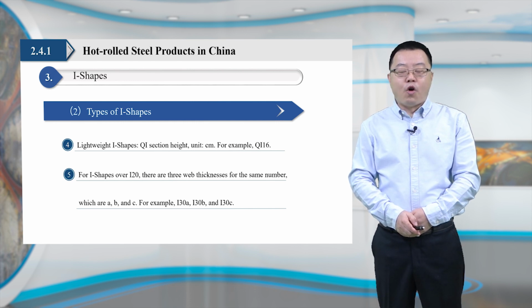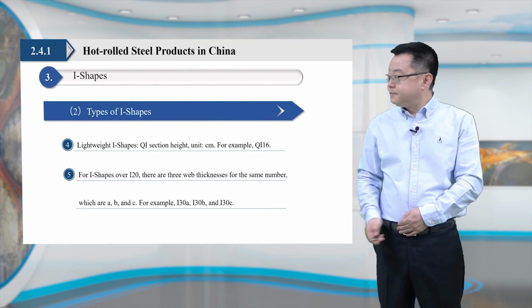For I-shapes over I-20, there are 3 web thicknesses for the same number, which are A, B, and C. For example, I-30A, I-30B, and I-30C.